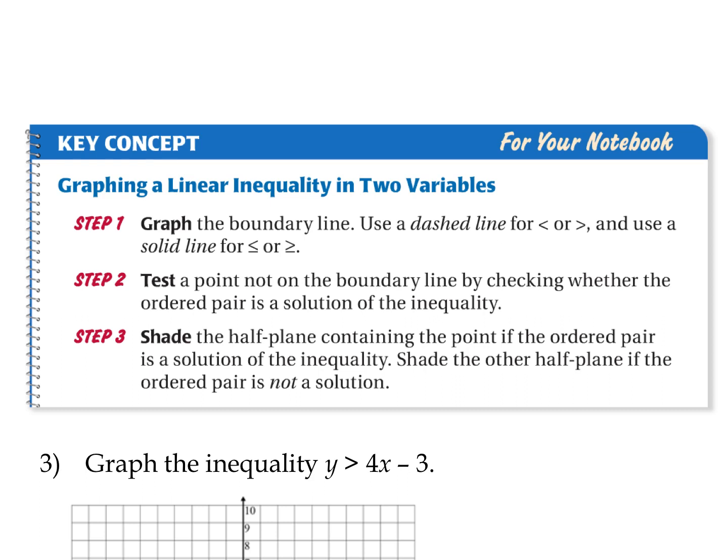So we'll see what that looks like. Our line might not be a solid line. It's like having an open circle when we're graphing on a number line. The dashed line is like that open circle when we didn't have the equal to there.